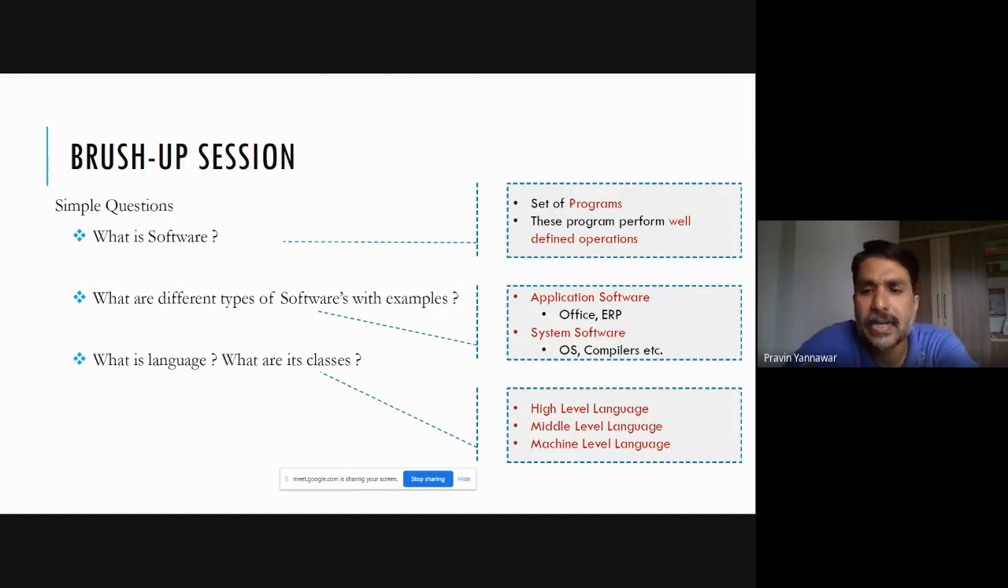Then there comes the middle level language, which is particularly used in some defined keyword fashion, like mnemonic fashion. The middle level language is always an assembly level language. And at the end, there is machine level language, that is the object code, the code which is understood directly by the machine. So you need a transformation from the high level language where you are working to a machine level language.